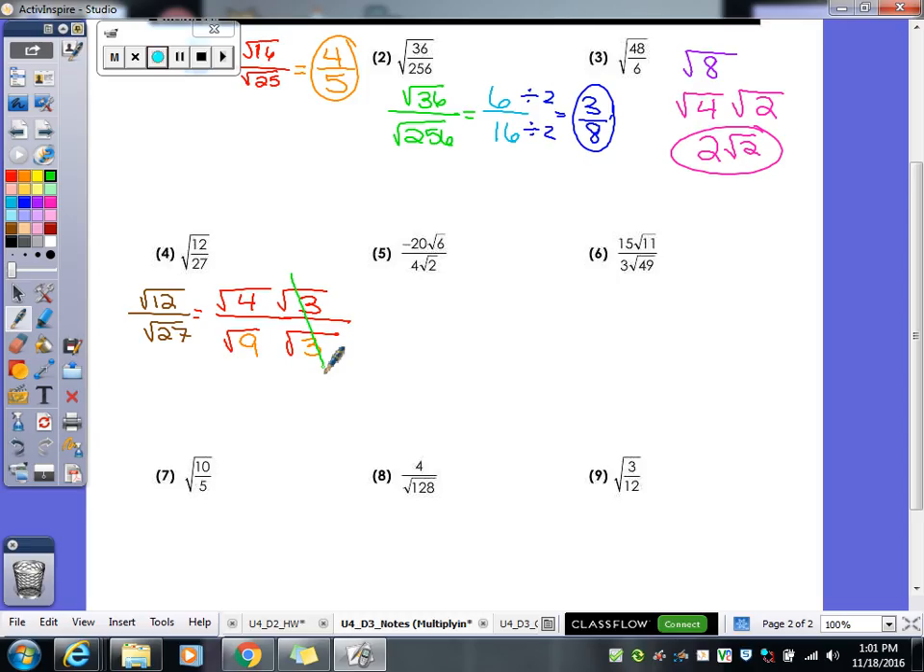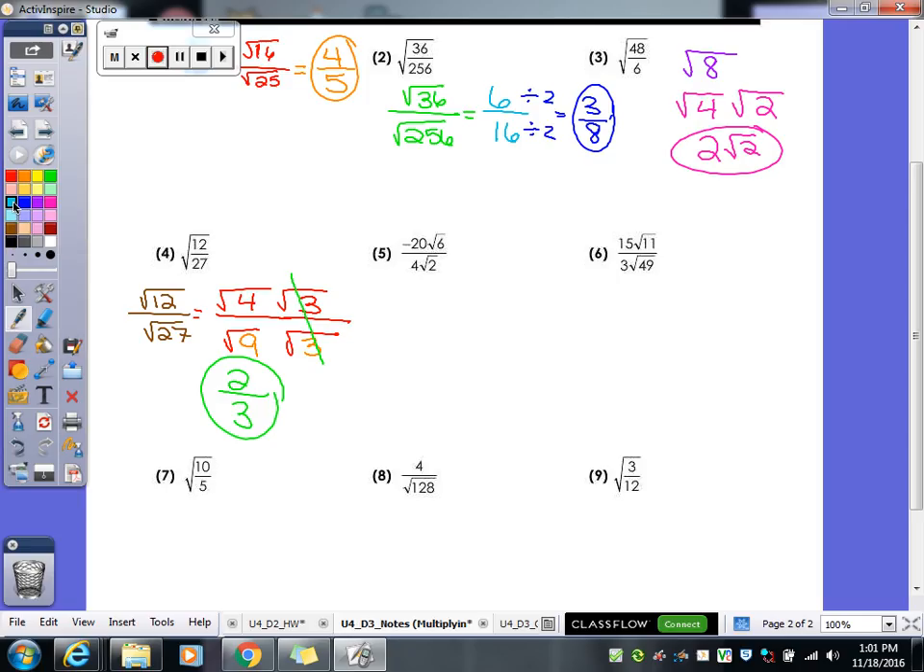So now what we're left with is, what's the square root of 4? 2. And what's the square root of 9? 3. So there's our final answer. 2/3. I know. Mind blown.